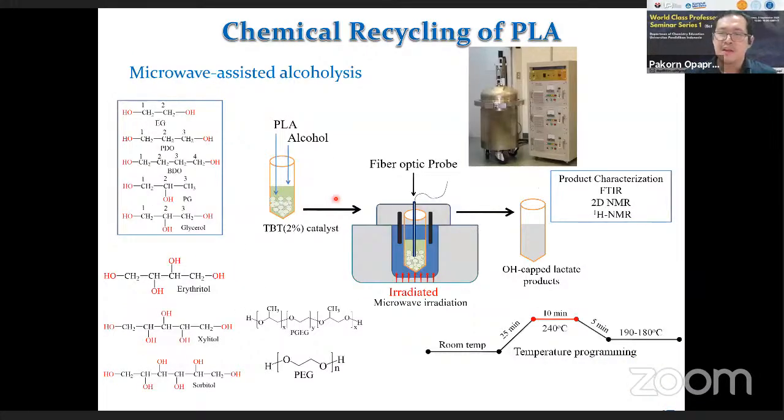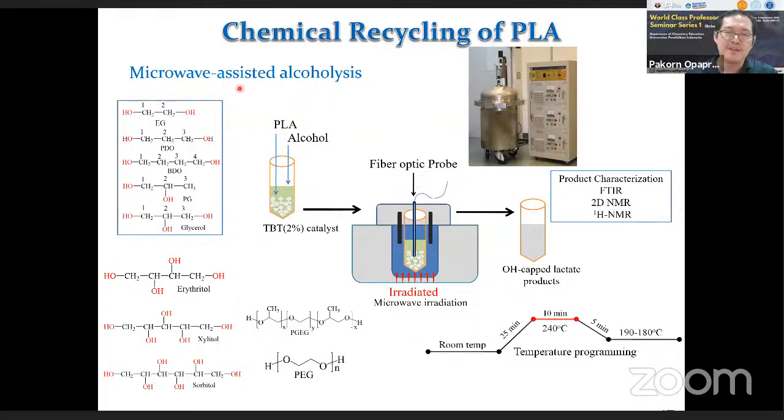But in our center, we focus on the reaction with alcohol, so we call it alcoholysis, and using a microwave reactor. So why do we need a microwave reactor? This is because when we use this reactor, the reaction time can be very short. Only around 10 to 15 minutes, we can complete the reaction. We can break a very long polymer chain into very small units.